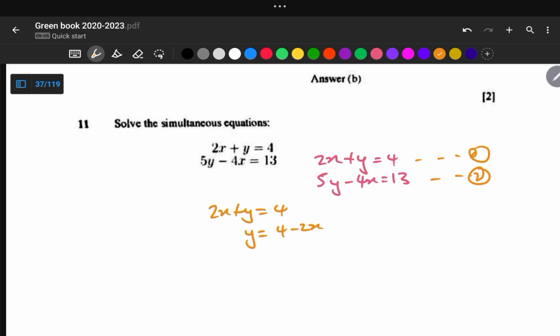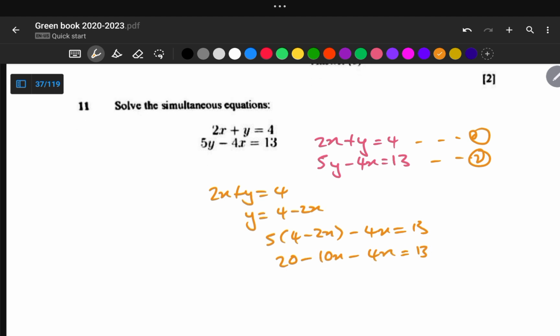And let us substitute this value of y back into the second equation. So it is now 5 times (4 minus 2x) minus 4x being equal to 13. If we expand this bracket on the left hand side, it is 20 minus 10x minus 4x being equal to 13. So it is 20 minus 10x minus 4x, which gives us minus 14x being equal to 13.